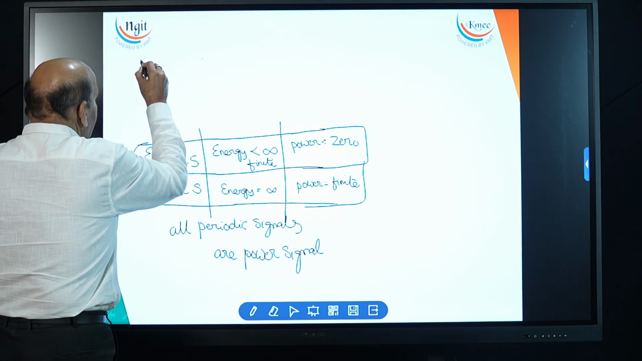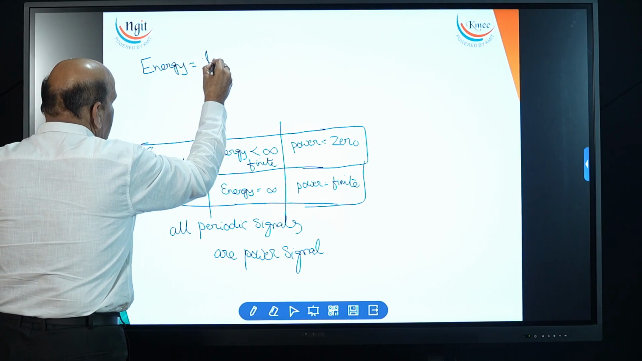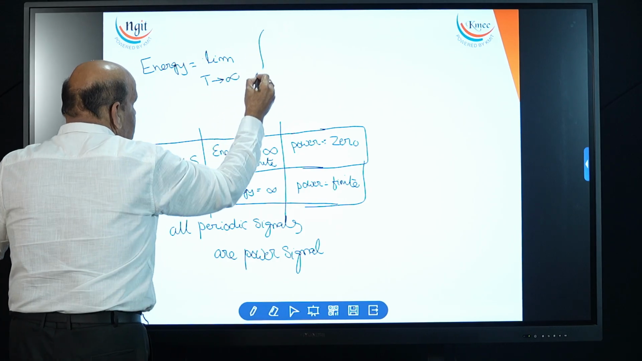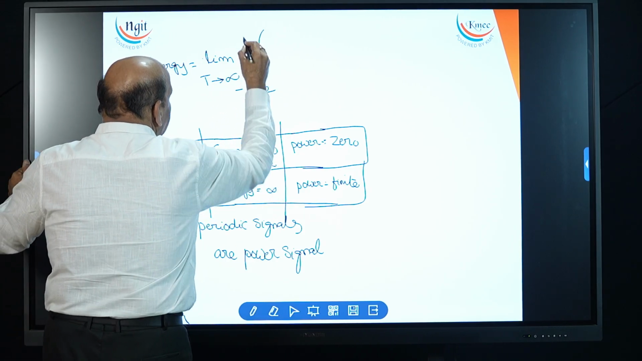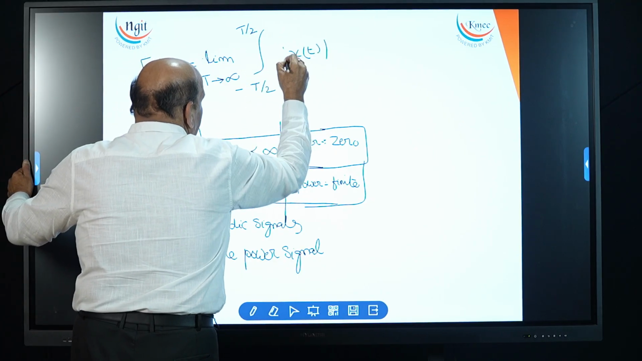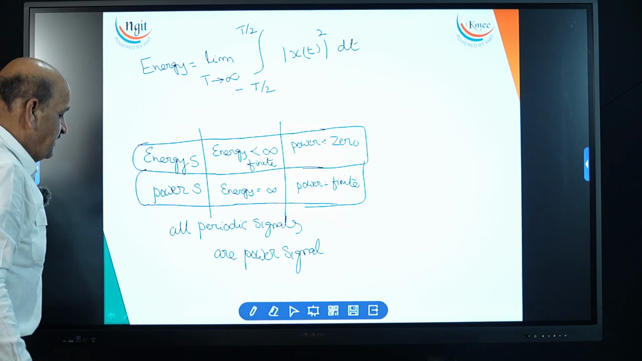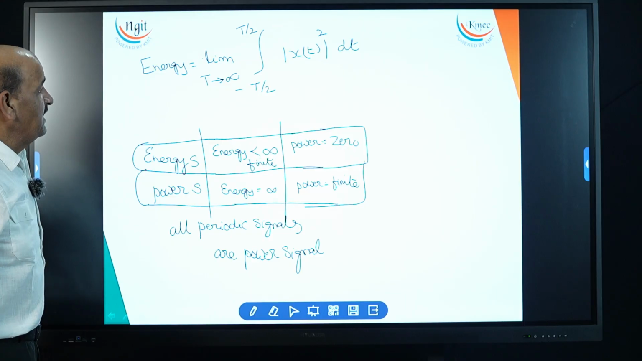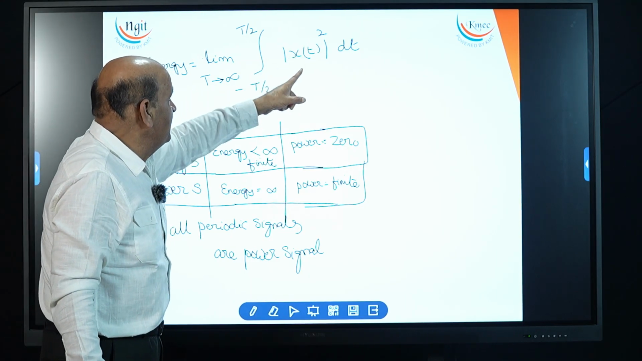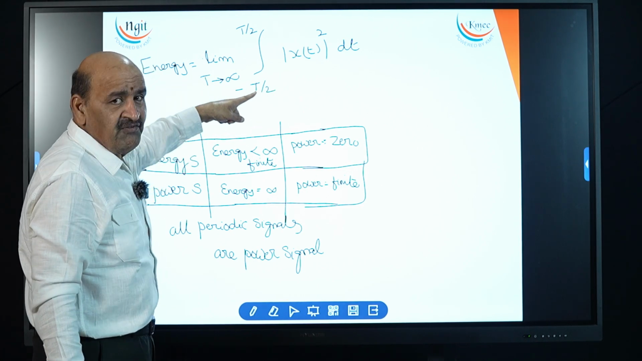How to calculate energy? Energy equals limit T tends to infinity, integral from minus T by 2 to T by 2 of the given signal whole square dt. This is the way of finding the energy of any signal. First you have to find the square of the signal and integrate between the given time interval, taking T to infinity.